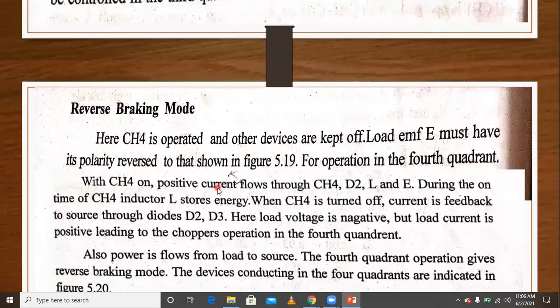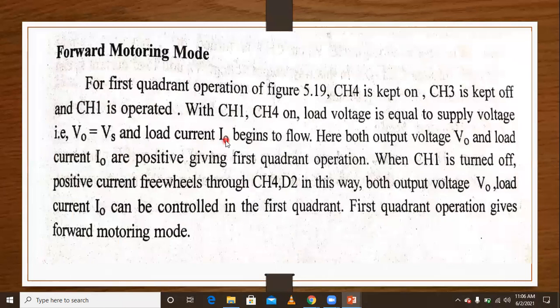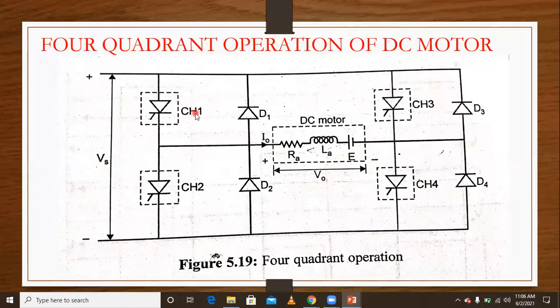Reverse motoring mode. Understood? In reverse motoring mode, try to construct the circuit diagram. For the third quadrant operation, CH1 is kept off, CH2 is kept on, and CH3 is operated. Off means open circuit, on means short circuit.